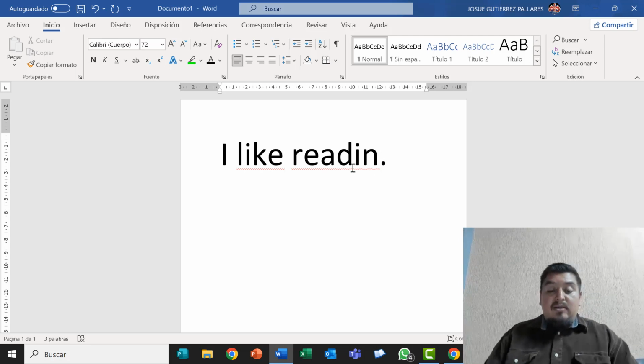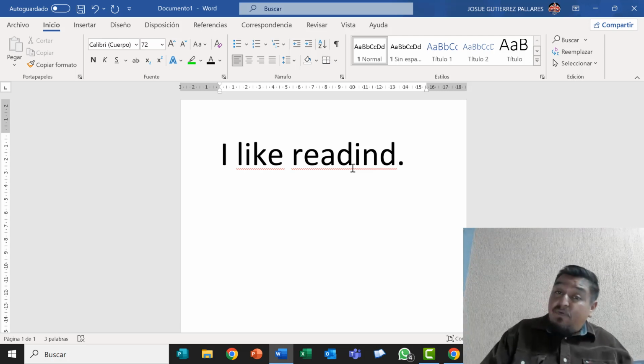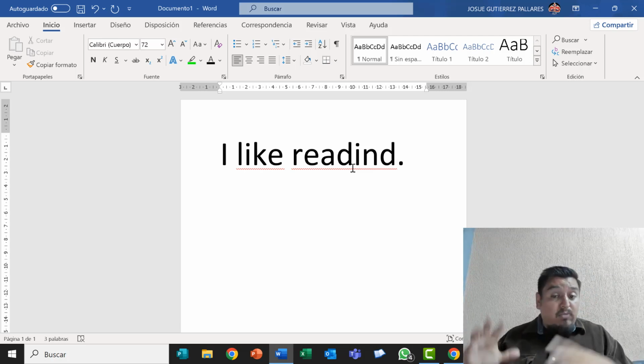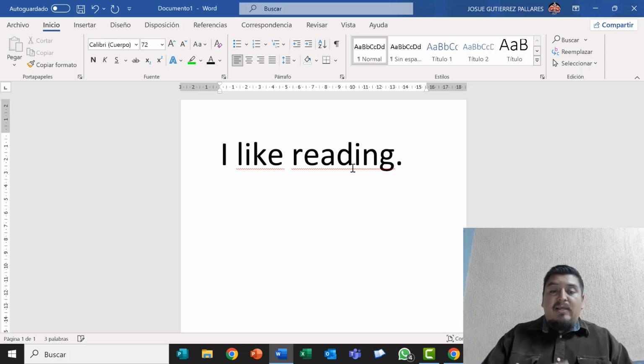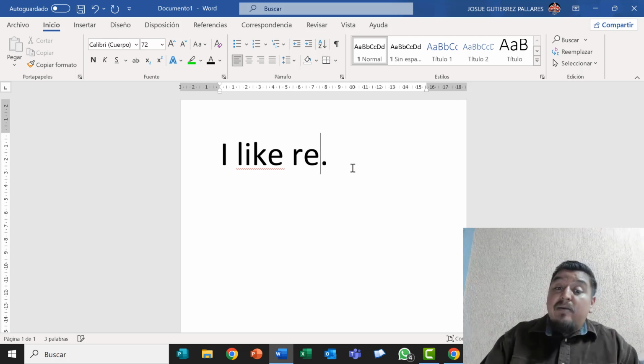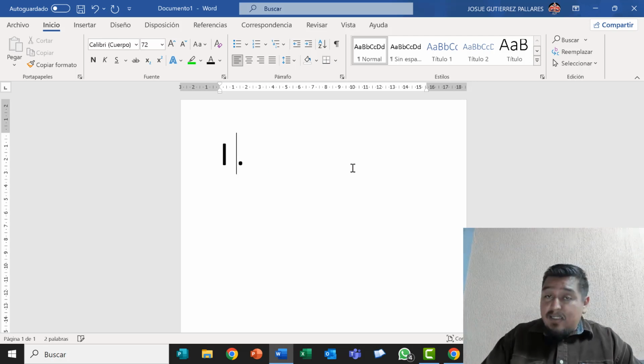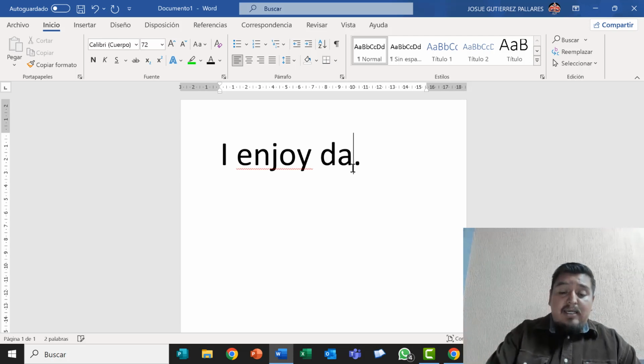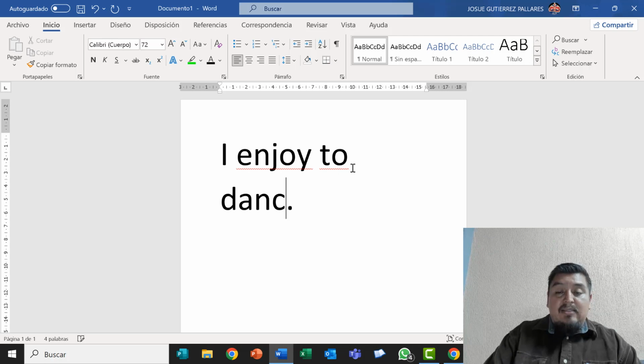So there are some verbs that you're able to use both. Puedes usar ambos, the infinitive form or the gerund form. Puedes usar ambas formas. I like reading, I like to read. Pero también hay verbos que no te van a permitir hacer esto. Por ejemplo, el verbo disfrutar. Yo disfruto bailar, I enjoy. Y tú dices, bueno, yo disfruto to dance.